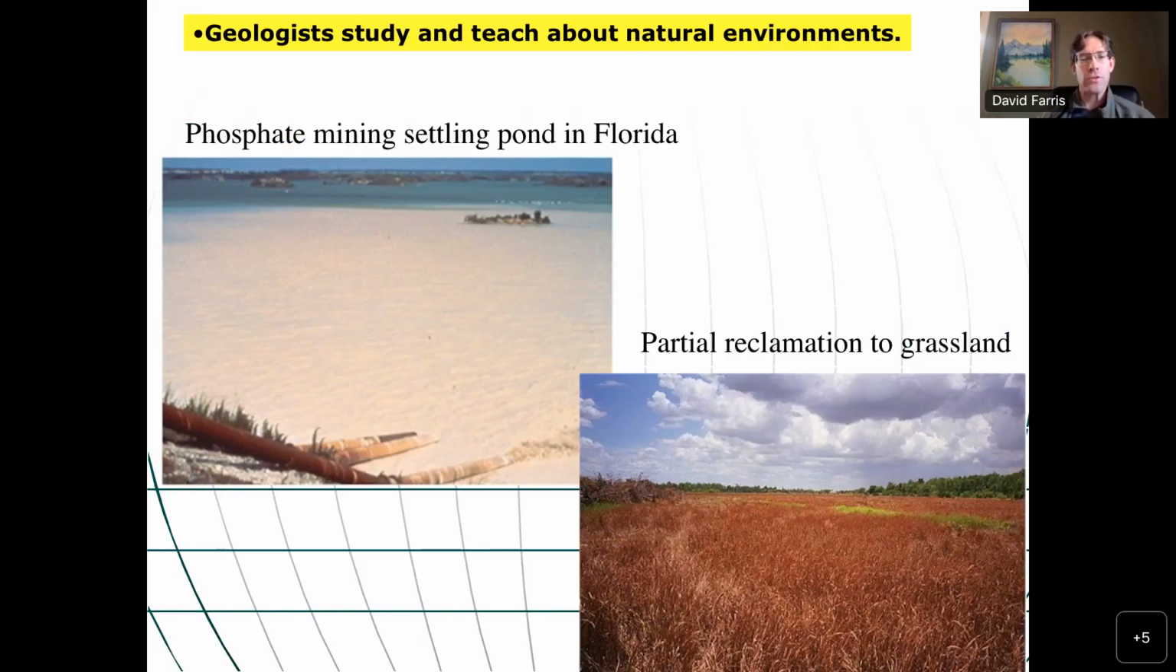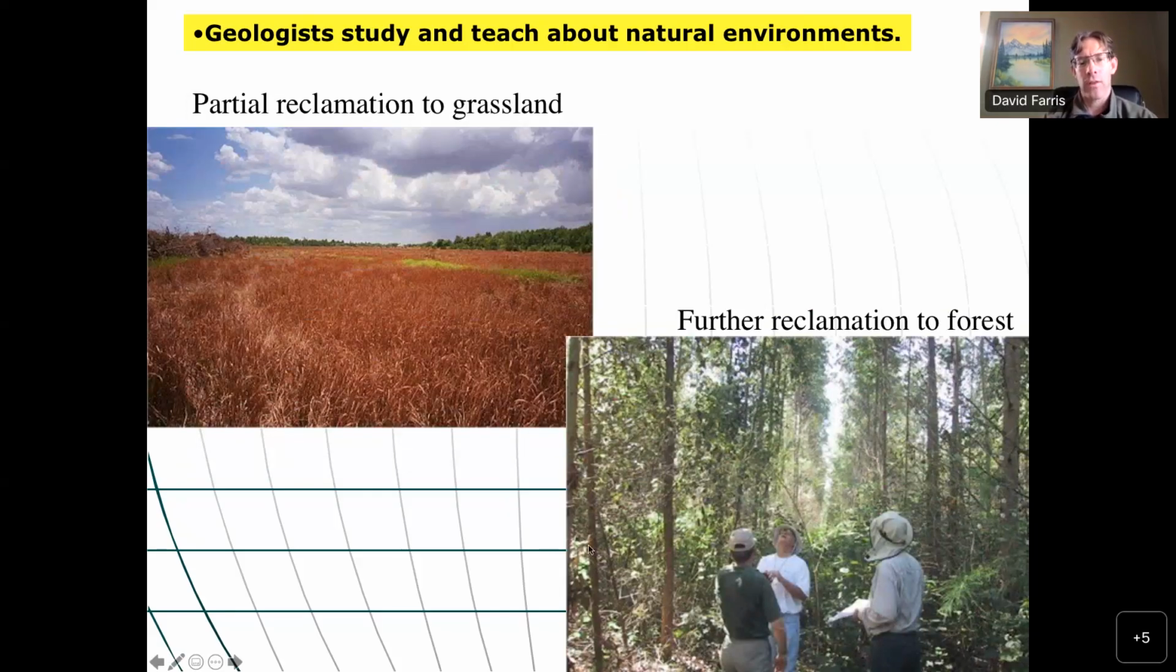Understanding resource use and how to use these both responsibly and sustainably is something that geoscientists are involved in. This is a big phosphate mining settling pond in Florida. There's also a big phosphate mine not that far from Greenville. After you extract a resource, geoscientists are involved in finding these things, figuring out how to extract them, but then also figuring out how to take these sites and return them to natural environments. Here's a mine that's been reclaimed to grasslands and then further reclaimed here to forest environments.